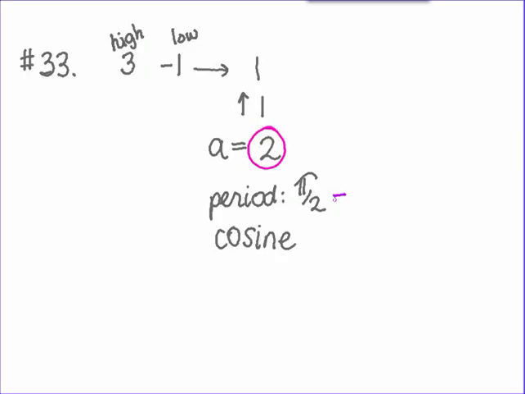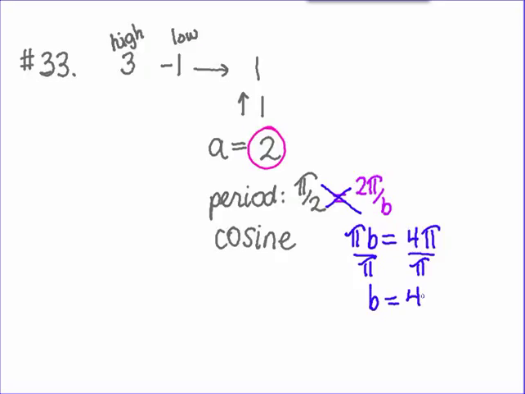Okay, so I need to set that equal to 2 pi over B. And I need to find B right here. So to find B, I'm just going to cross multiply. So here I get pi times B equals what? 4 pi. So divide both sides by pi. What does B equal? 4. So I've got B. That's good.